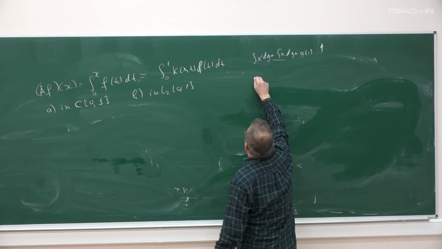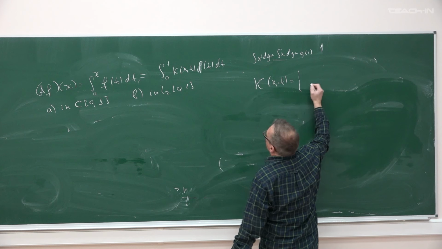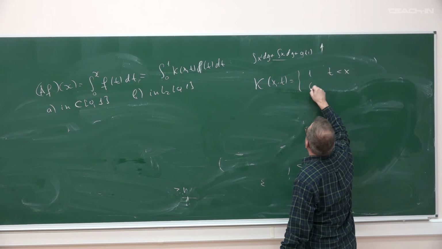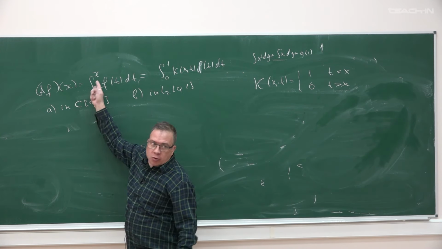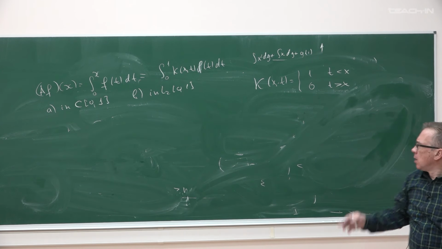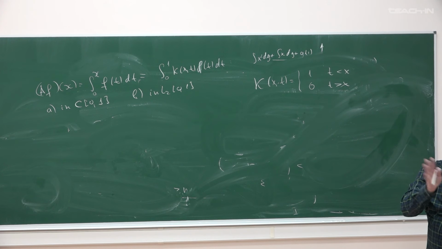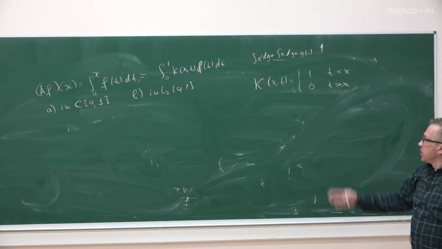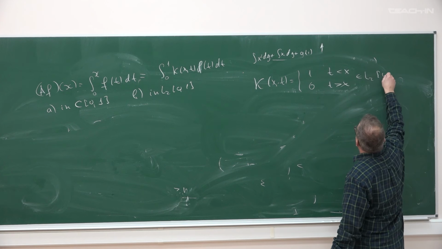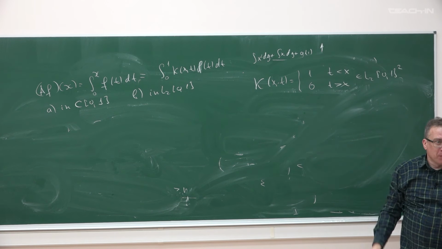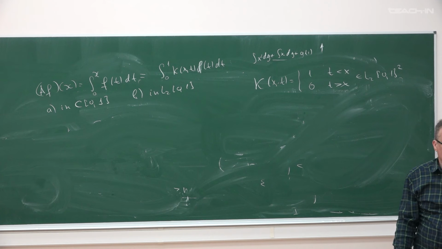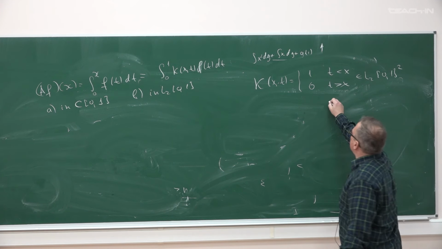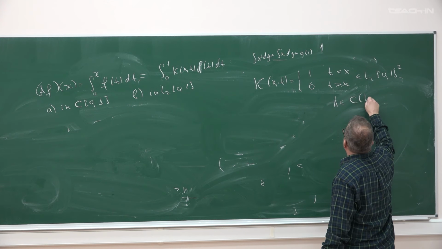It is an indicator: k(x,t) equals 1 if t is less than x, and 0 if t is greater than x. And then we have integration just up to x. The line t equals x has measure 0, so it doesn't influence the integral. And this function, of course, lies in L2 of the unit square because it is bounded. On a bounded domain, it is integrable in any power. So immediately by the theorem we obtain that our operator A is compact in L2(0,1).